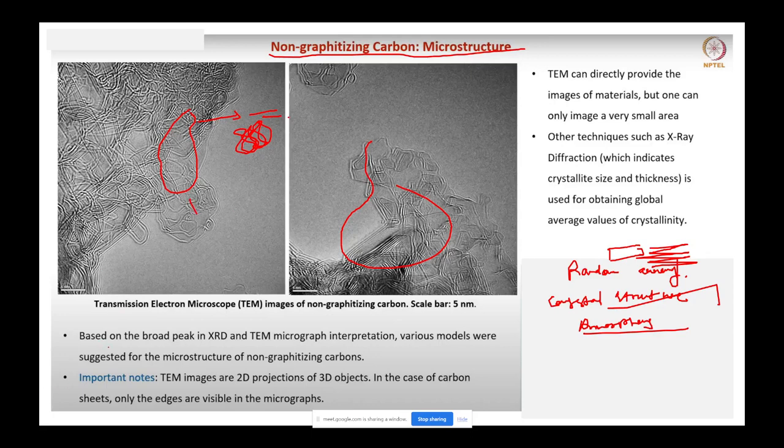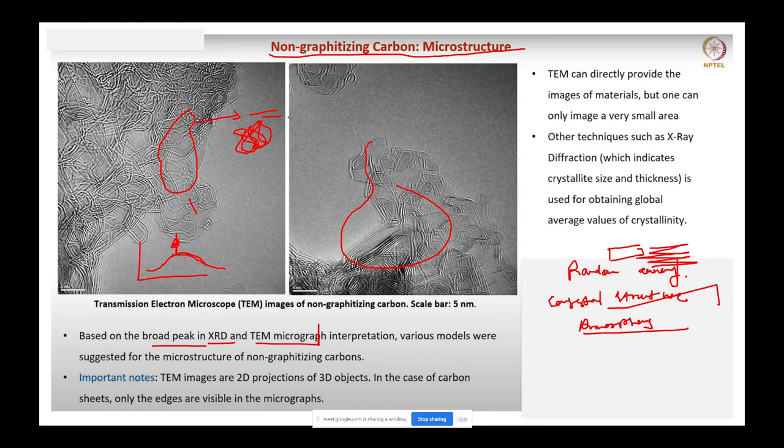So here, it is based on the broad peak. Again, as I said, since it is amorphous, you will not get sharp peaks, it will be just one broad peak in XRD. And now, TEM micrograph interpretation.